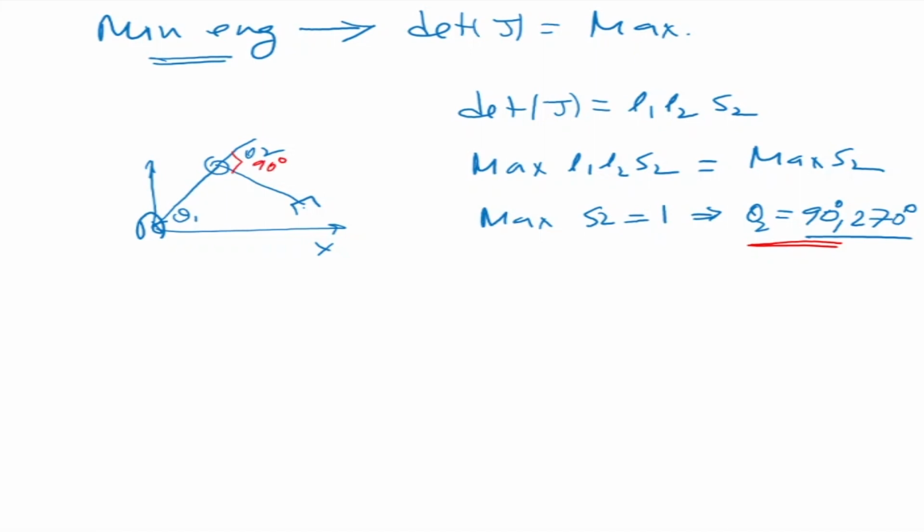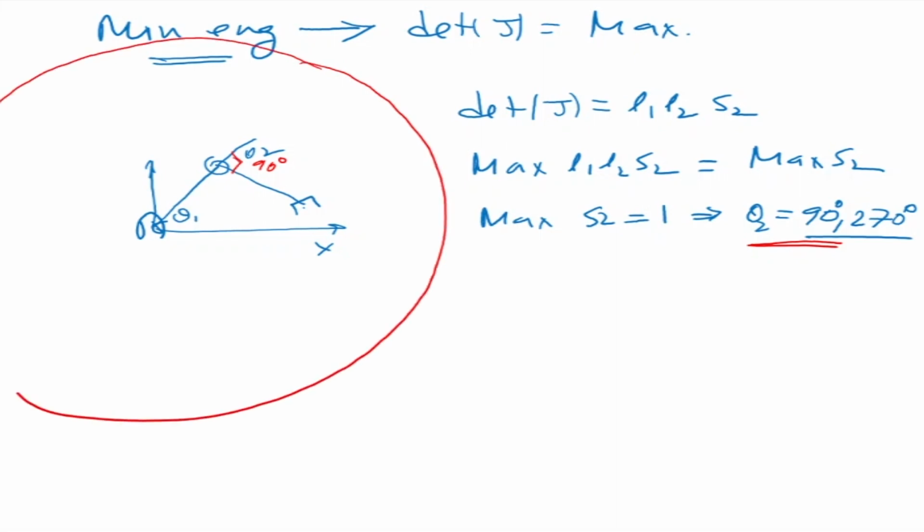Which means that in the workspace, if I draw my full workspace like that, it is 90 degrees somewhere in this region. So you should perform a task in the center of the workspace. All robots you'll find perform tasks in the center region of the workspace, and that's the reason why, so that your energy consumption is minimized.